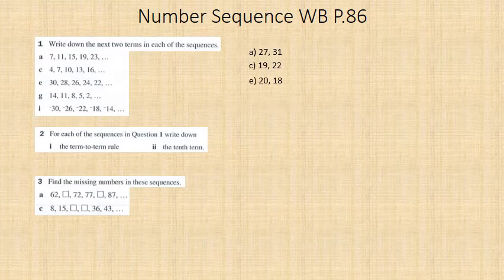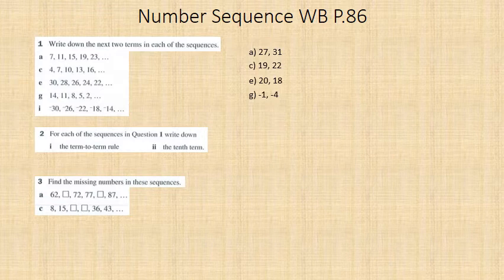And the letter G, 14 minus 3 equals 11. 11 minus 3 equals 8. 8 minus 3 equals 5, and 5 minus 3 equals 2. And then I will subtract 3 every time, so 2 minus 3 equals negative 1. And negative 1 minus 3 is going to be negative 4.